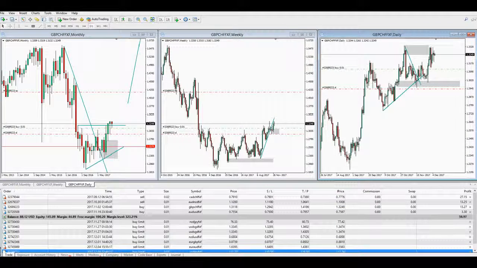Pound Swiss, going long at the moment. Just want to see if we can get above this level here. Daily close would be nice. That would be a first sign. A weekly close would be nice. Get me in line for this target.